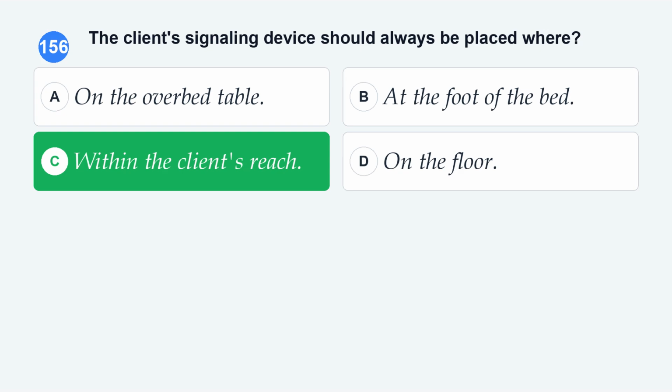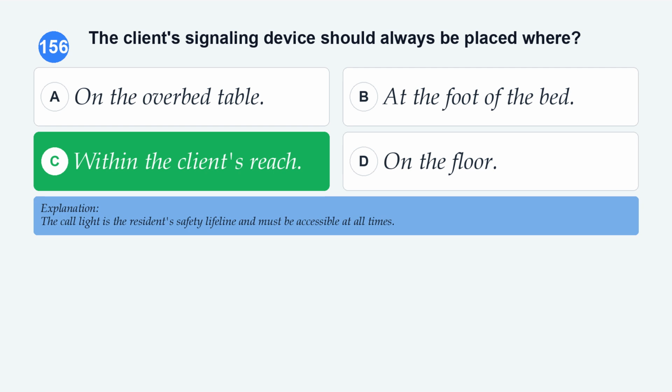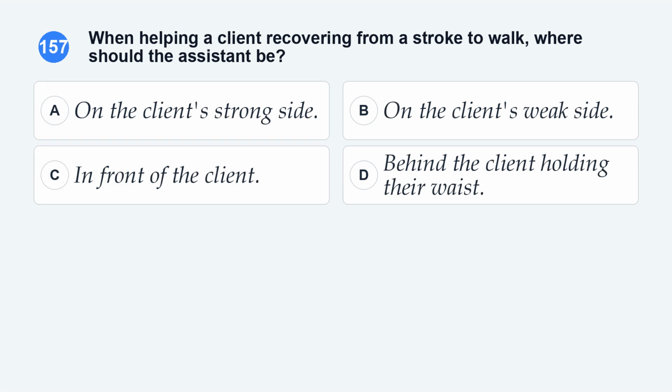The correct answer is option C, within the client's reach. Explanation. The call light is the resident's safety lifeline and must be accessible at all times. Question 157. When helping a client recovering from a stroke to walk, where should the assistant be? Option A, on the client's strong side.